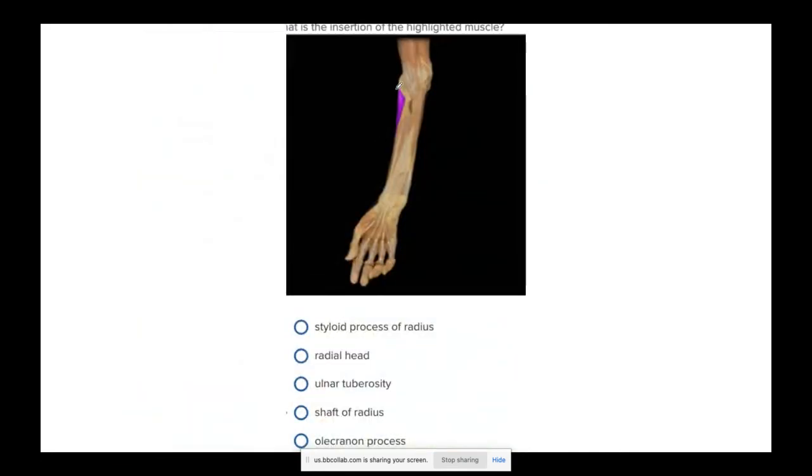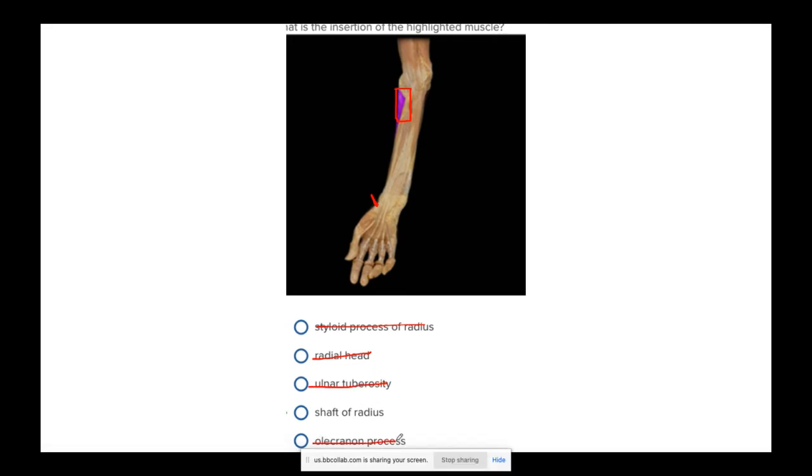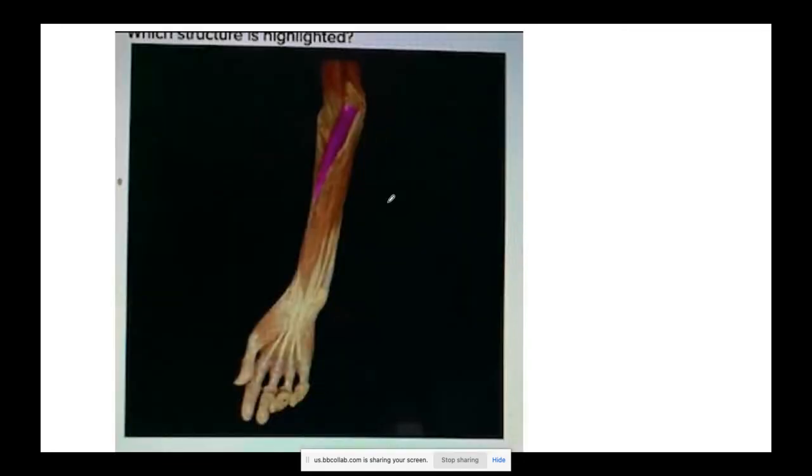So what is the insertion of this muscle? Again, it's pointing to the supinator and it's asking for the insertion. It can't be styloid process because that's down here. It can't be radial head. It can't be ulnar tuberosity. It can't be olecranon process because the olecranon process is posterior. It's got to be shaft of the radius. This is the Pronator Teres.